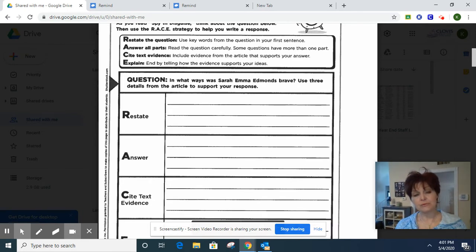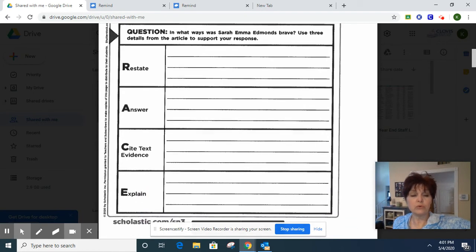Okay, answer. So your answer and restate, you would have to restate briefly. Sarah Emma Edmonds was brave when she joined the Union Army to fight against the Confederate Army. Answer. So this is where you might use a little bit more information. She was brave when she enlisted disguised as a man. She was brave when she went behind enemy lines to sell cakes, and she was brave when she was a part of the war and helped men who were injured. So any of that will work.